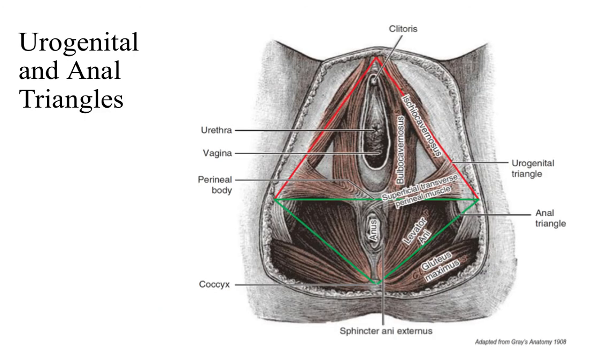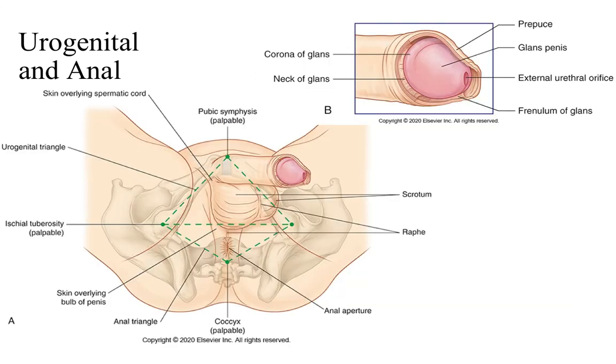Here is another picture showing you the urogenital triangle anteriorly here, and the anal triangle posteriorly here. The urogenital triangle is in red and the anal triangle in green. You can also see the borders of the triangles. Notice that the superficial transverse perineal muscle right here forms the posterior border of the urogenital triangle and the anterior border of the anal triangle. And one more time, this is just showing you the same concept in the male.